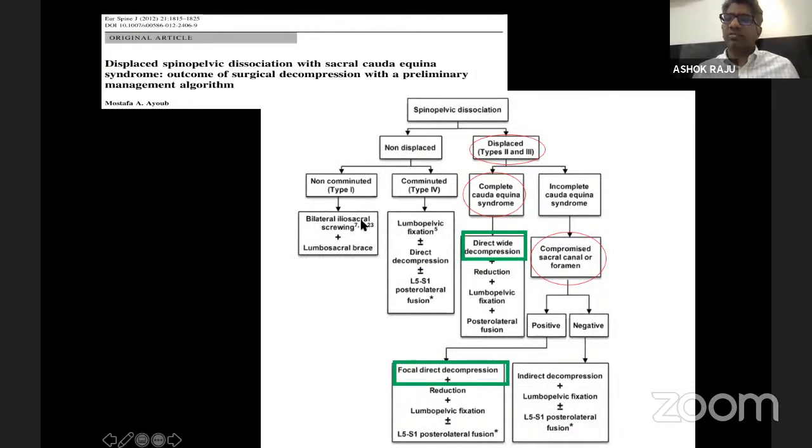So this algorithm gives an idea of when surgical decompression can be done. When you have a completely displaced fracture and you have a cauda equina syndrome or a complete nerve injury, I think you can think about doing a wide decompression. When you have a sacral foramen stenosis, especially in your lateral view, again, you can think about doing a decompression, and this decompression can be a focal or a wide decompression.